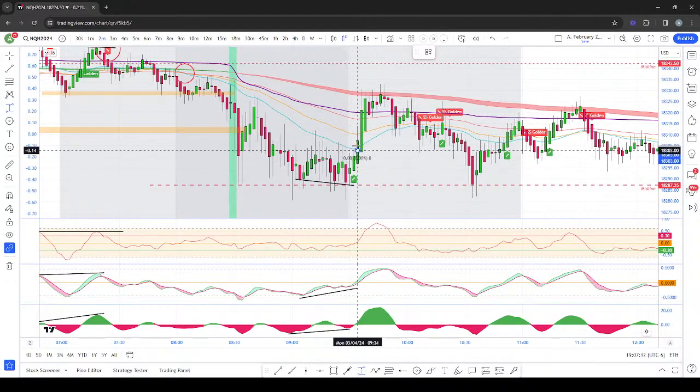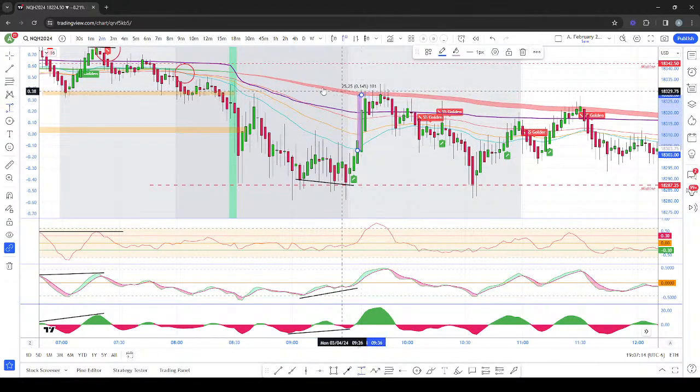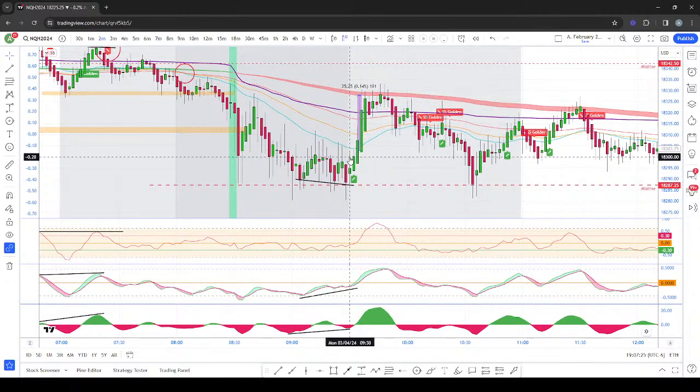Okay, so pretty much you would have had about 25 points in here, which is equivalent. One contract on NQ is about $500 for 25 points. And that would have been a nice little trade, just about 6 minutes into the trade here.